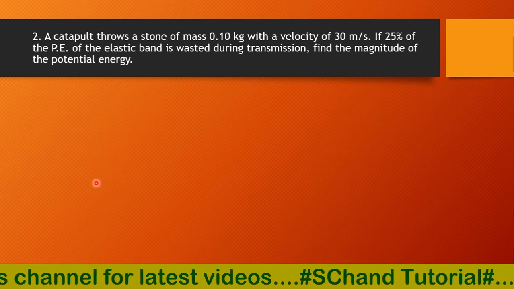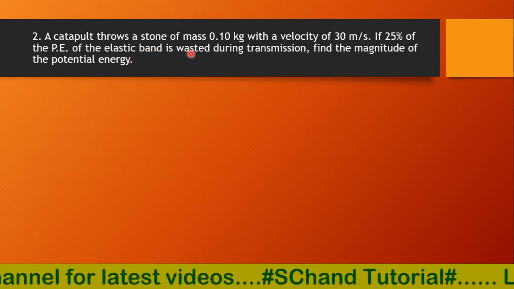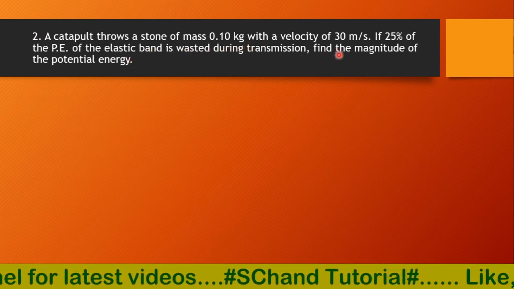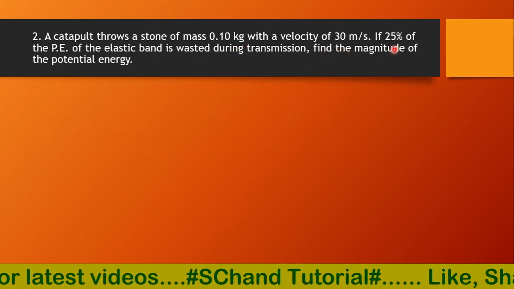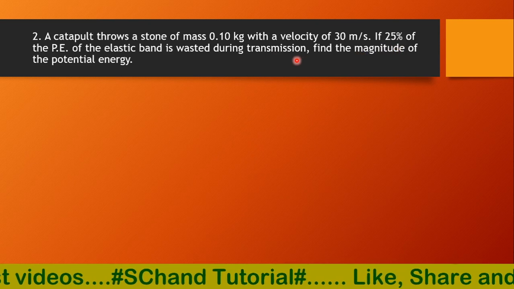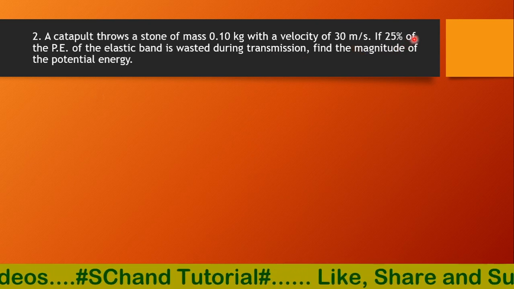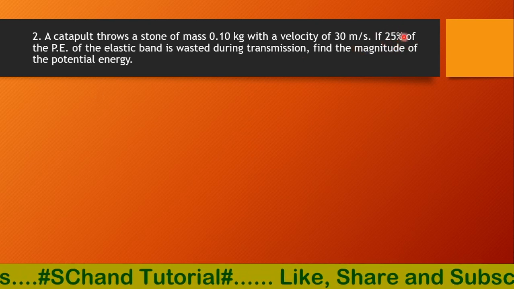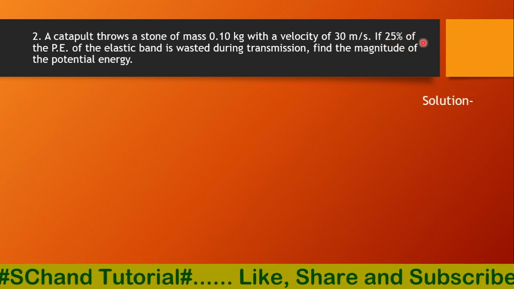Then we have number 2. A catapult throws a stone of mass 0.10 kg with a velocity of 30 meter per second. If 25% of the potential energy of the elastic band is wasted during transmission, find the magnitude of the potential energy. 25% of energy is wasted here, so we need to calculate the useful energy.